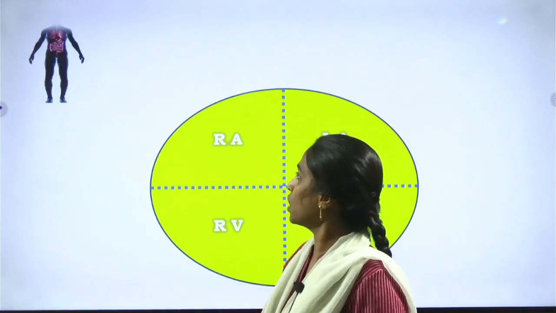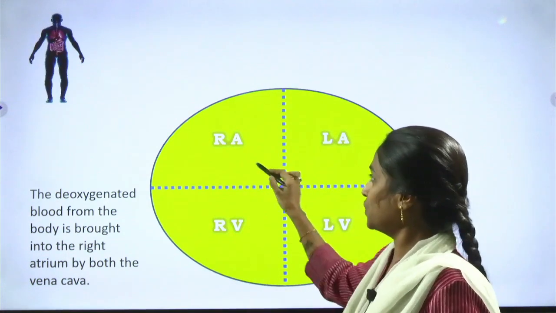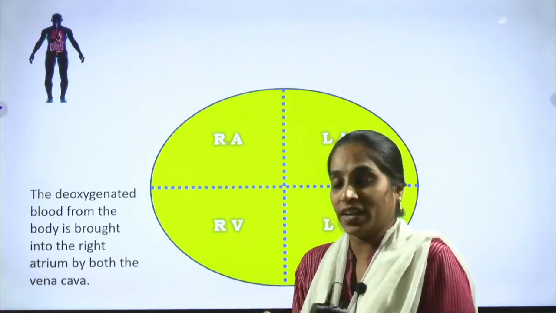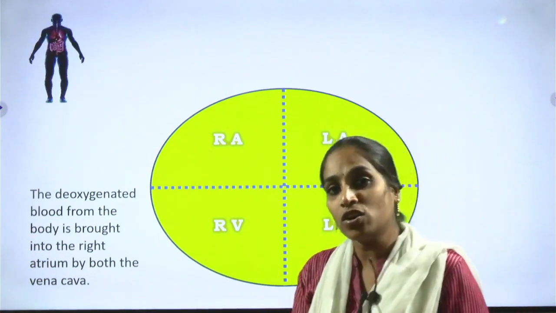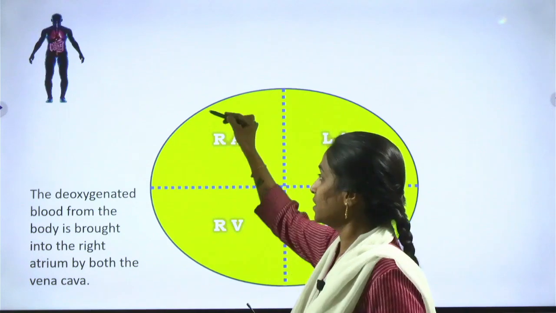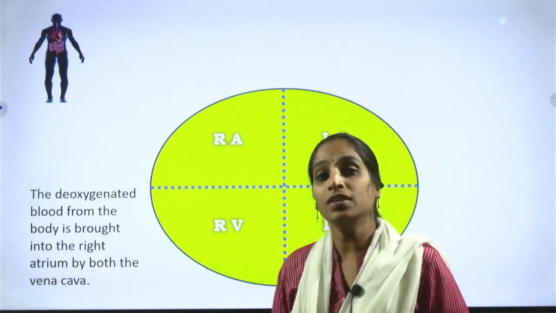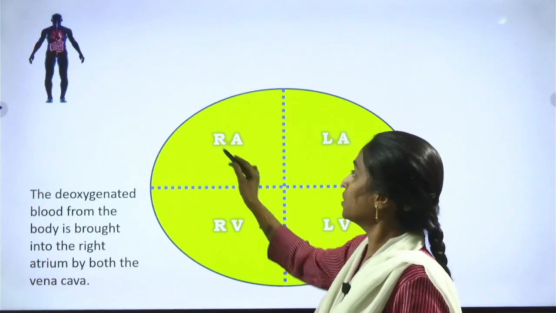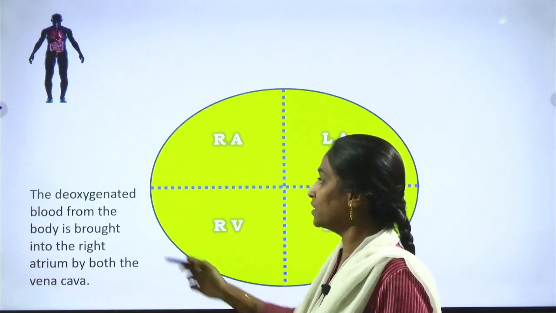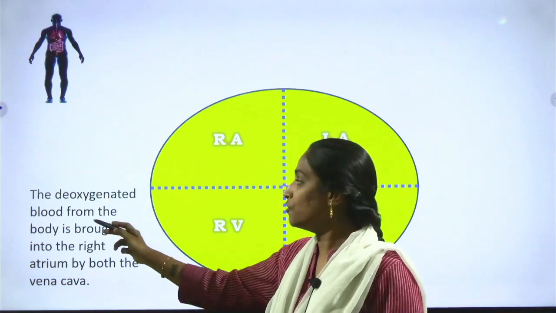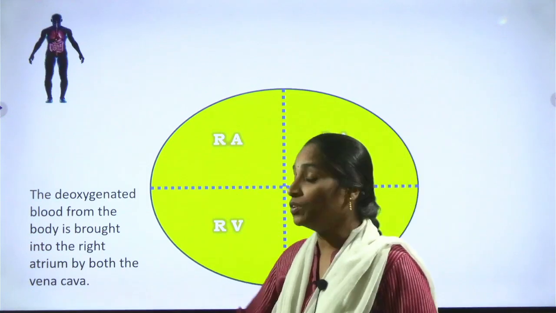So now let us see how they function. In the starting process we can observe the human heart carries 2 kinds of blood. One is the deoxygenated blood which is carried on the right hand side, and oxygenated blood which is carried on the left hand side. So first, the relaxation of the right auricle for receiving the blood. The deoxygenated blood from the body is brought into the right atrium through the vena cava.